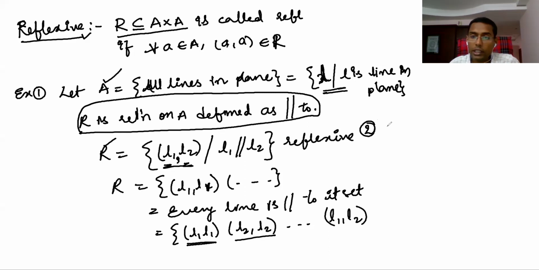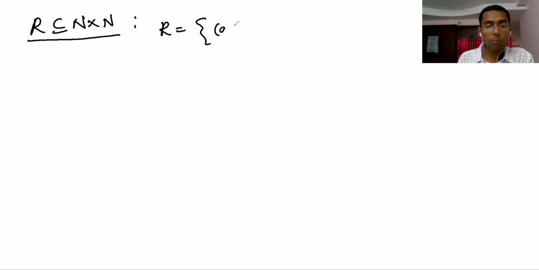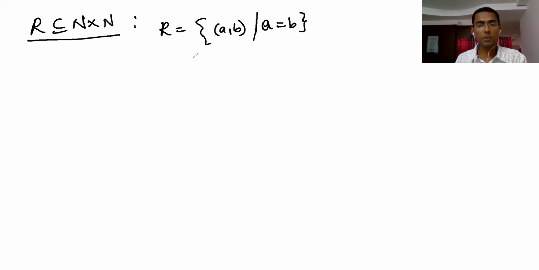Let's take the set of natural numbers. N is the set of natural numbers. R is a relation from N to N, or a relation on N, defined as R equal to the set of (a, b) such that, as I wrote yesterday, a equal to b. Now you tell me whether this is a reflexive relation or not.